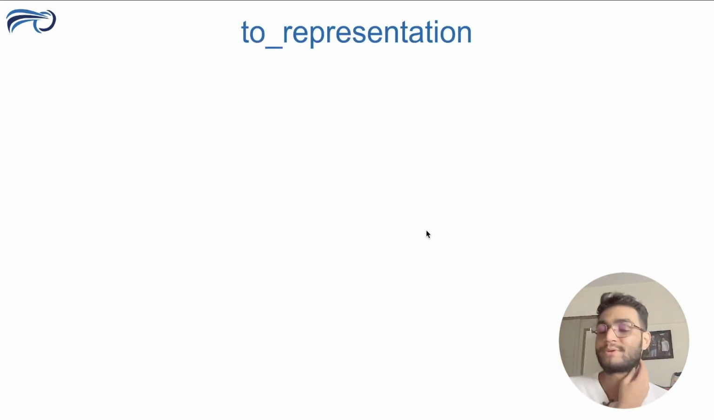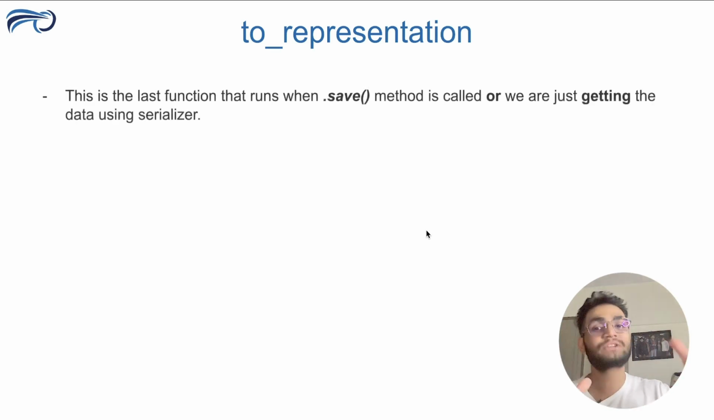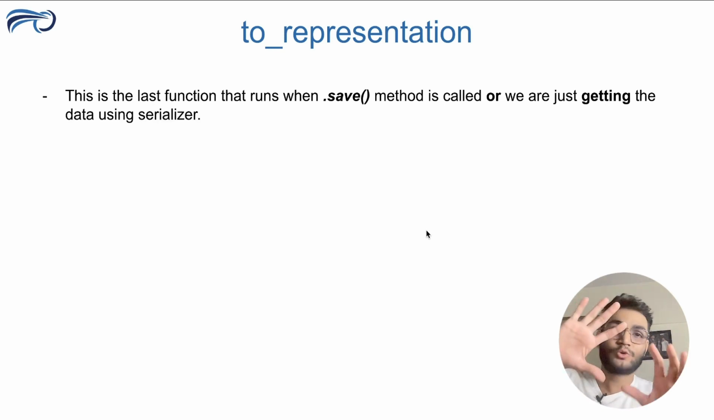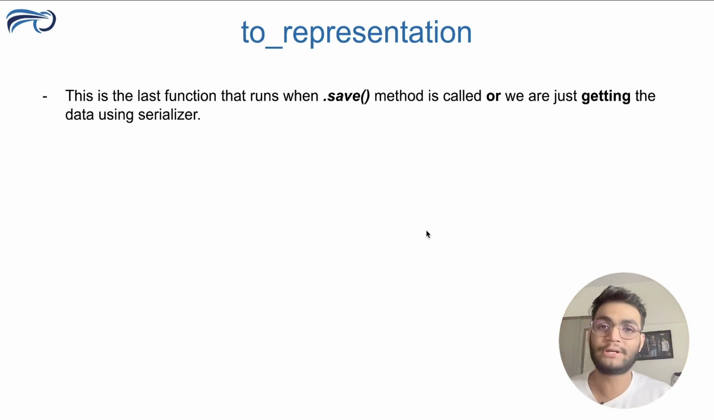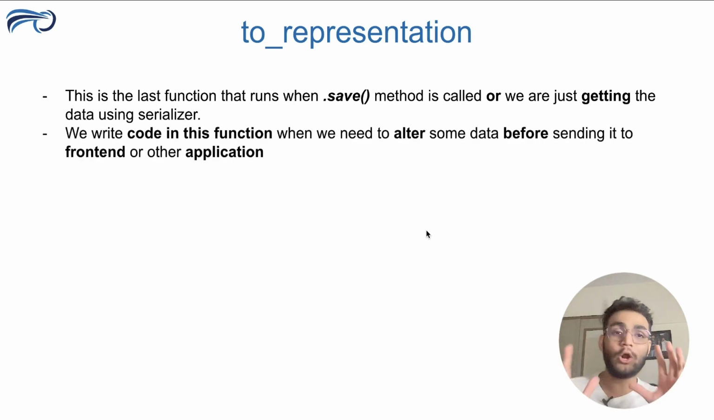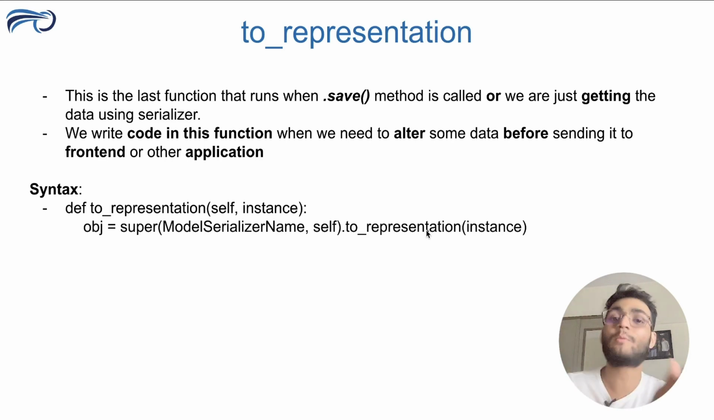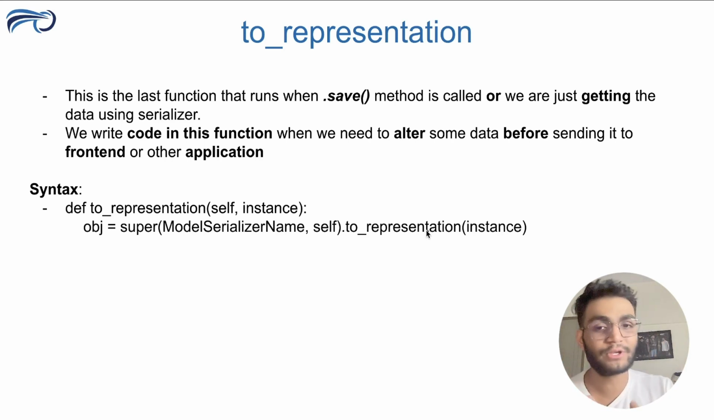So now let's understand the to_representation method. This is the last function that runs when the .save method is called, or when we are just getting the data using the serializer. to_representation plays a similar role to to_internal_value. This also helps in altering the data, but before sending it to the front end or other application people. The syntax is to_representation(self, instance). There is no data here, it is an instance.